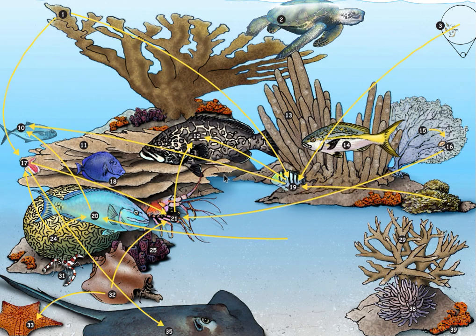What is a food web? A food web is like a map for energy in an ecosystem. It shows how energy flows between the plants, animals, and other organisms.